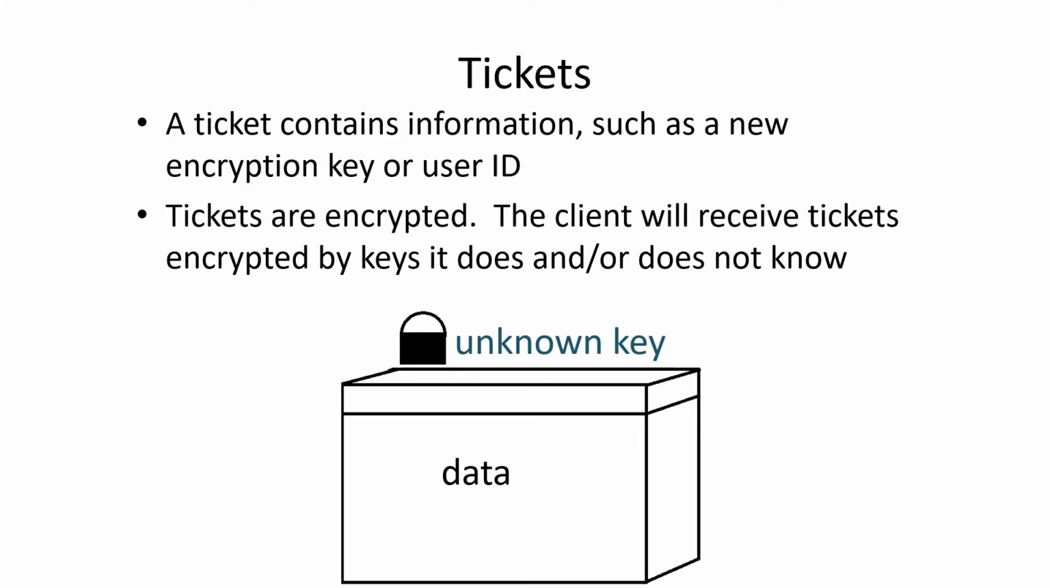Okay, I'm going to have a bunch of pictures like this where we show a key on the top or a lock with a key, and inside the box is some sort of data, which means in this picture there is data encrypted with an unknown key. And so we send information around that's encrypted by some key or another.